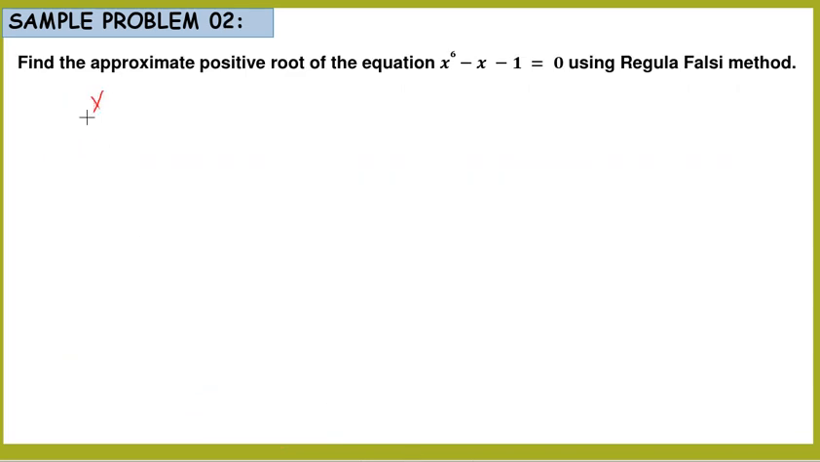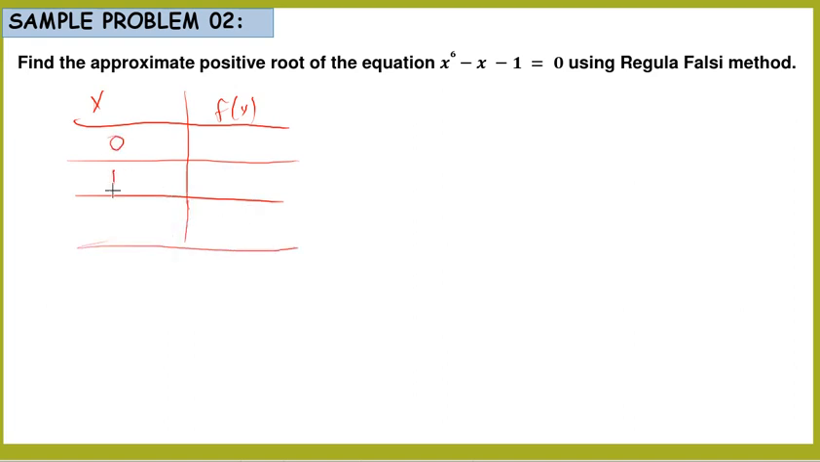So, we have to find the approximate positive root of the given equation using regular falsi. So, assumption ko pa rin is I will start at 0 at an interval of 1. So, interval ko pa rin is 1. So, 0, 1, 2. Okay?